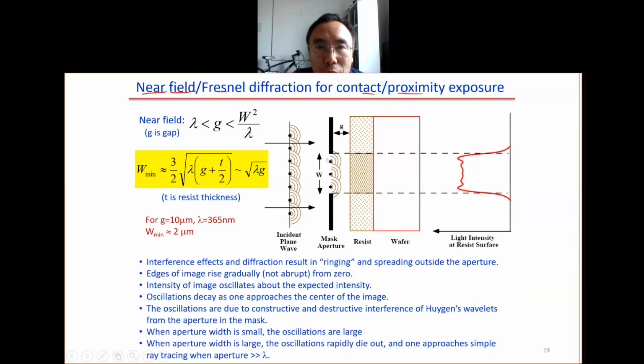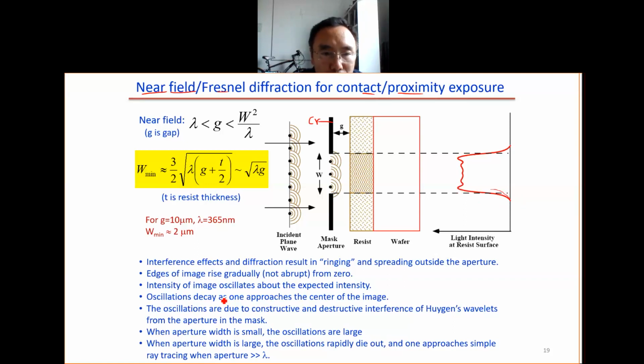This is the photo mask. You can consider this as the chrome photo mask, and this is the opening with width W, and then we have a gap here. And here is the resist, and this is the wafer. The light intensity profile in the resist is something like this. We can see the edge of the image rises gradually. The light intensity rises gradually from 0 to a certain value.